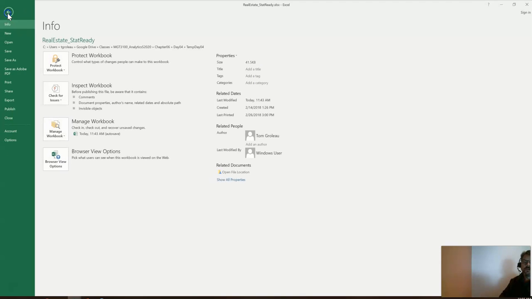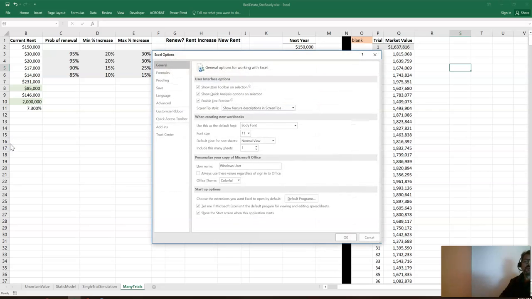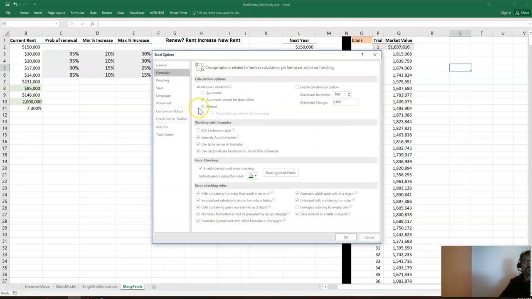Remember, we go into the options, formulas, and I've got mine set for recalc automatically except for data tables, which is why it's requiring me to hit the F9. You can make it manual for everything. That will make your computer run faster, but as we learn, that causes other problems. But if yours is on automatic, certainly go to this.